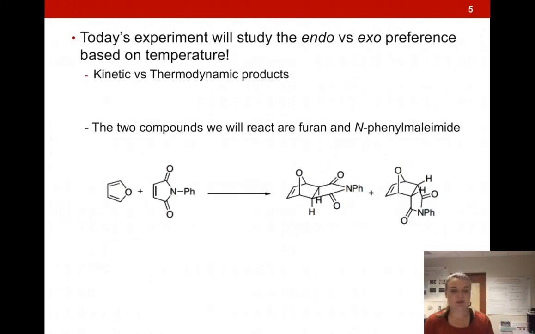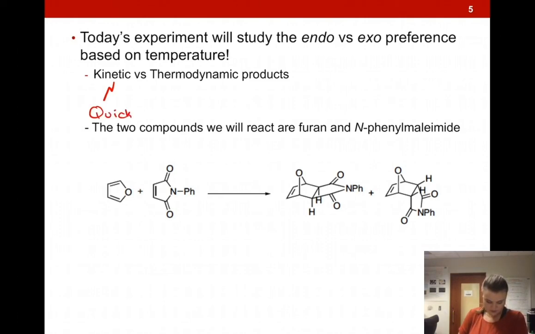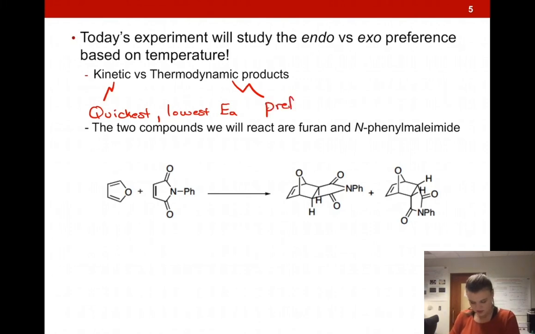We're going to look at the preference based off temperature. And when you think about temperature, you then have to take into account kinetic versus thermodynamic products. So if you will recall, the kinetic product forms the quickest, and it occurs through the lowest energy pathway. The thermodynamic product tends to prefer higher temperatures, and it has access to all energetic pathways.